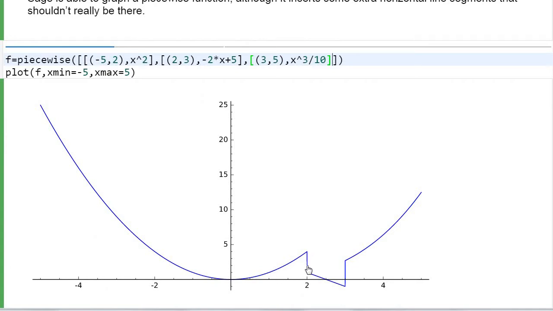Notice it inserts these little vertical line segments, which is not correct. I'm not sure why it does that. It didn't always. Piecewise plots didn't used to put those, and somebody changed the program for this to do something, I don't know what, and now it adds these mistakenly.